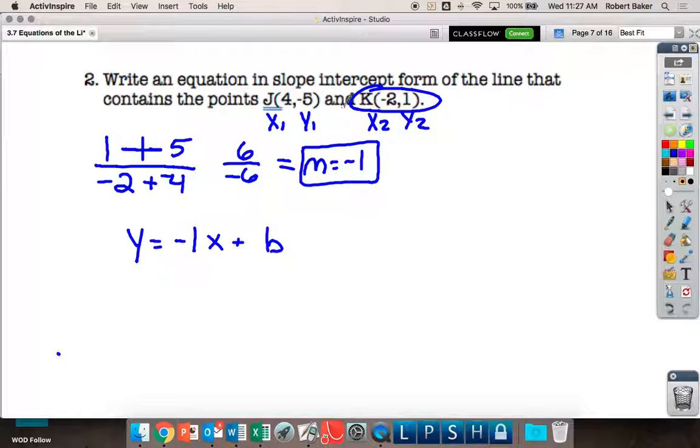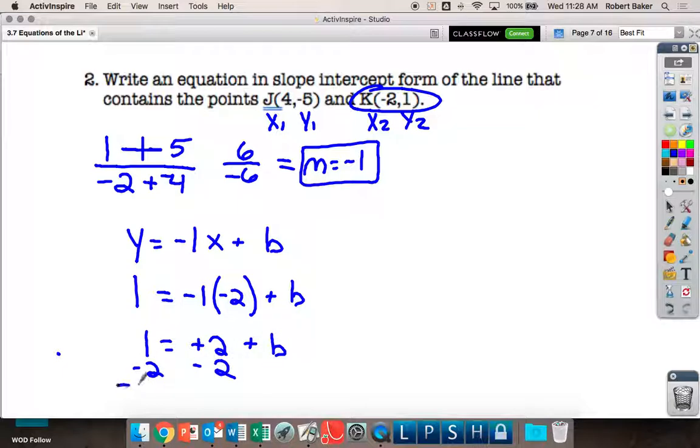What is the y value of K? 1. The x value of K? -2. So -1 times -2 is 2, and 1 equals 2 plus b, so b equals -1.